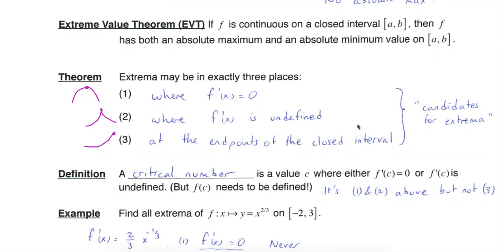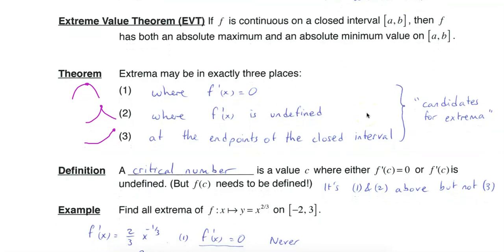So in chapter 3, we talked about the IVT. Today we will see the EVT, and this is connected, as its name says, extreme value theorem. It is connected to absolute max and absolute min. Let's read it. If f is continuous on a closed interval, then f has both an absolute maximum and an absolute minimum value on the closed interval between a and b.